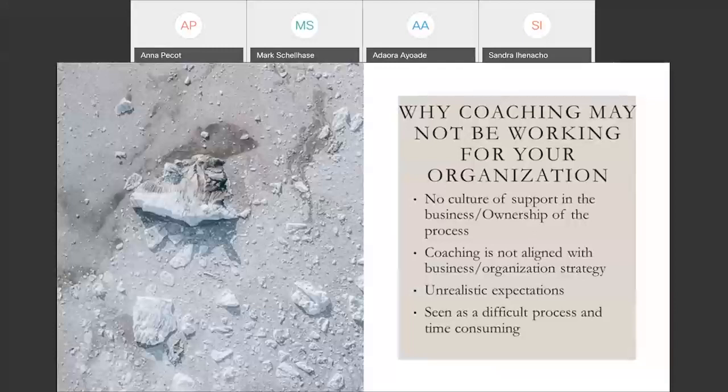It will not work because people will be doing divergent and different things. Unrealistic expectations. Some people think in the organization that coaching is there to work the magic.